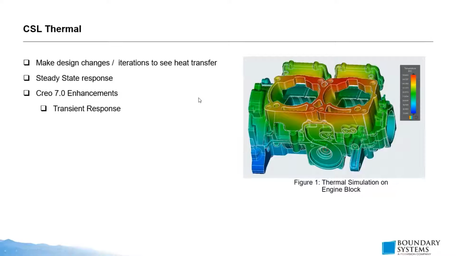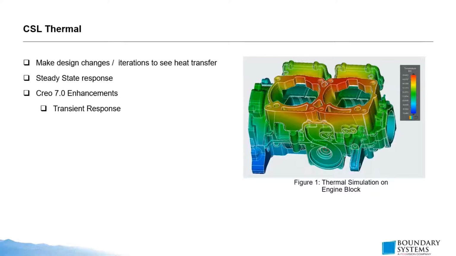Creo Simulate Live thermal. So again, the big draw to CSL is we can make changes. So maybe they're geometrical, maybe it's adding cooling fins, or maybe changing the spacing. What we'll be able to do is see the effects of those changes on our heat transfer instantaneously. What's the temperature gradient look like? Things of that nature. Creo 4 to 6 all have steady state response. Inside of Creo 7, though, we have steady state and transient response.